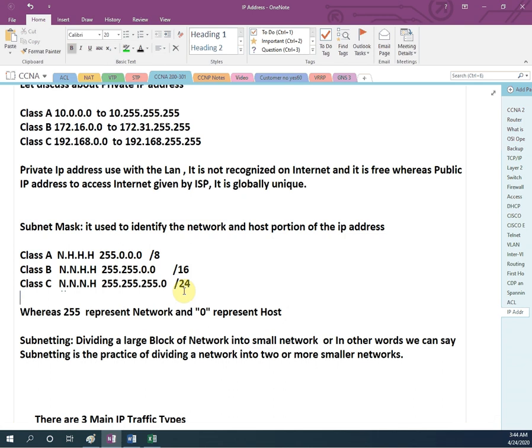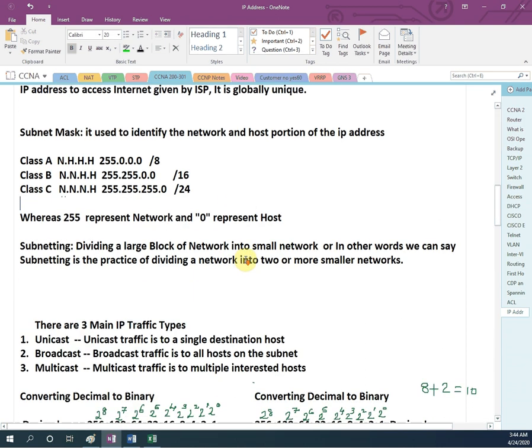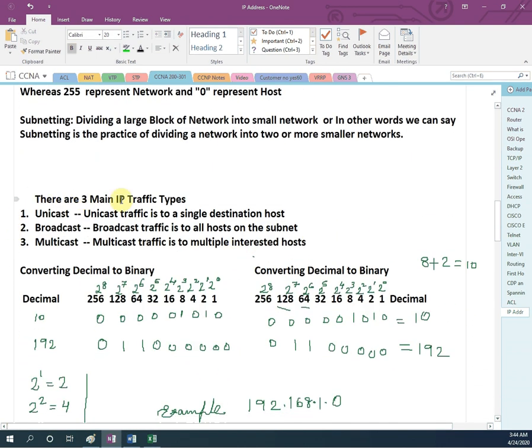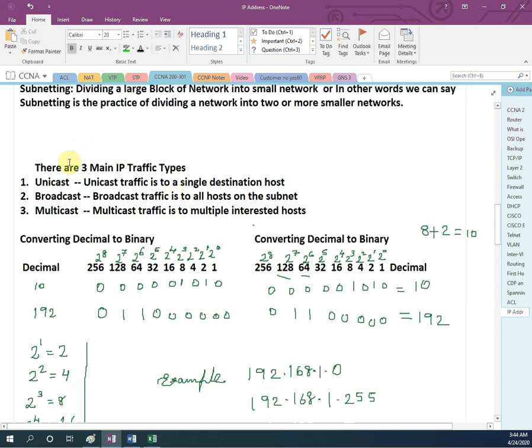Before going into subnetting, there are three main IP traffic types. We did not cover this one, so it is good to have an idea about it. We have three types of IP traffic: unicast, broadcast, and multicast.